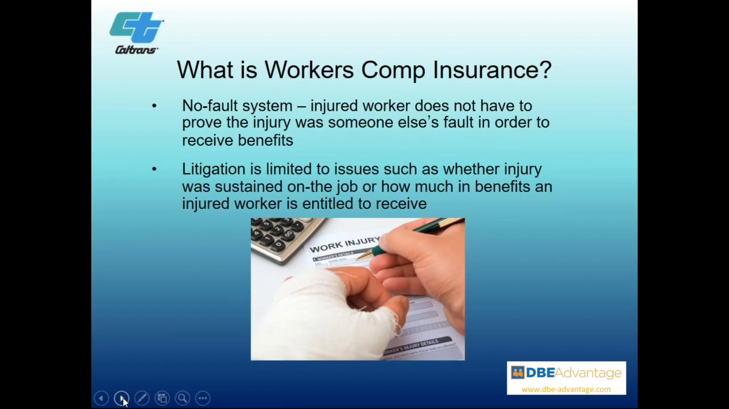It's no fault. The injured worker does not have to prove that the injury was someone else's fault in order to receive benefits. See, that's different than other insurances. Workers' comp is simply there to protect those who get injured on the job. Litigation is limited to issues of whether or not the injury was sustained on the job or not.